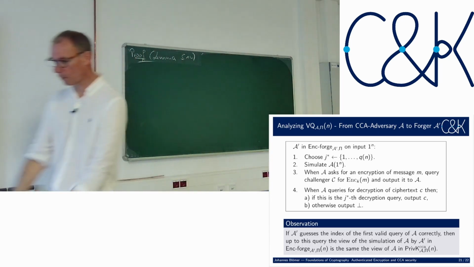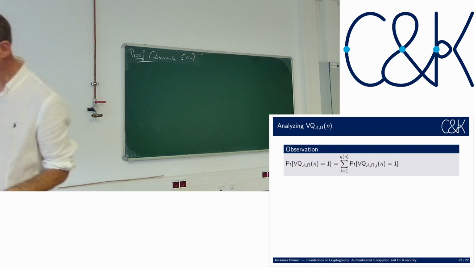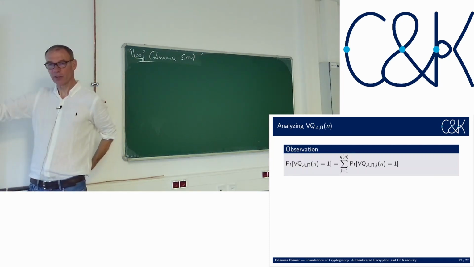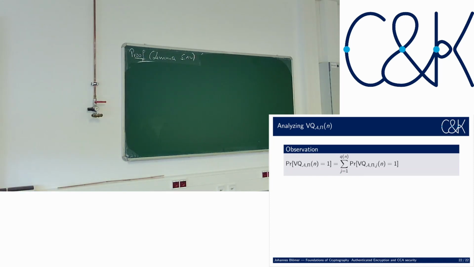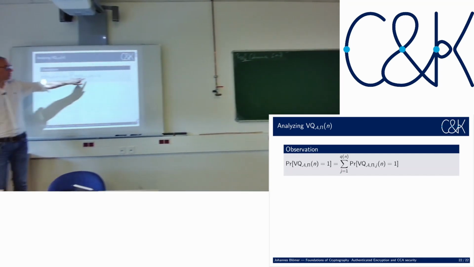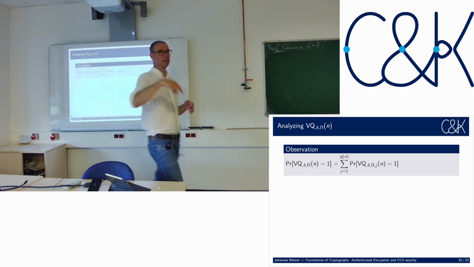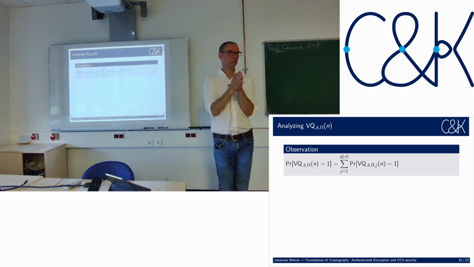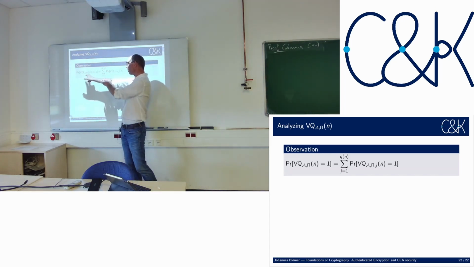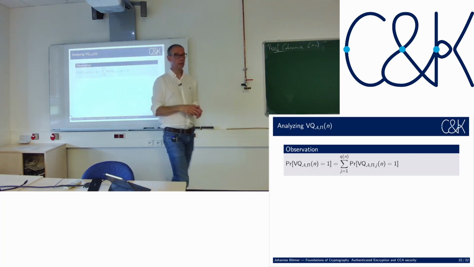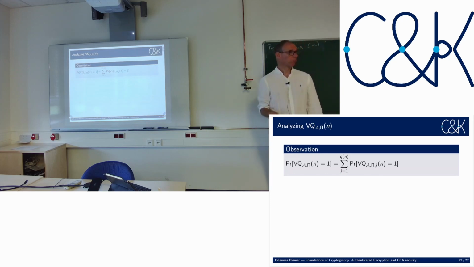Okay, so now the first observation is simple. It's nothing to do with my A prime. As I said, I can partition this event that the valid query occurs into the disjoint sub-events that the J-th one is the first valid query. That's a disjoint partition, right? And hence, I can just write this probability as a sum of these probabilities, disjoint sub-events that cover the whole event. No? That's easy.